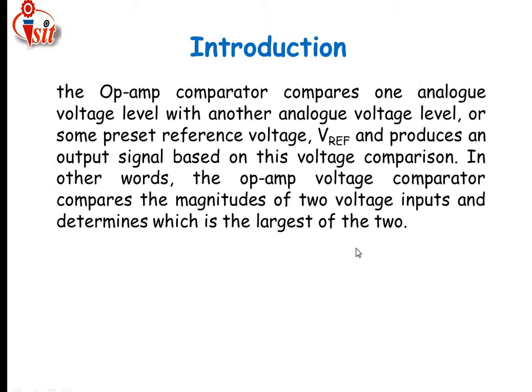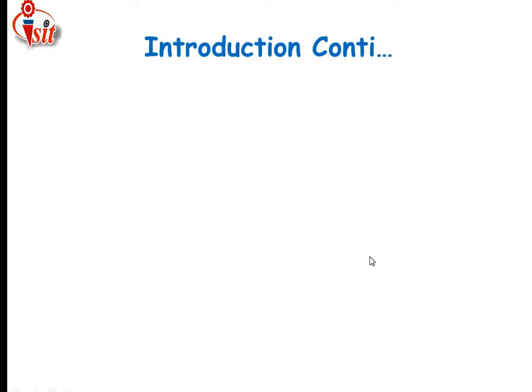In other words, the op-amp voltage comparator compares the magnitude of two voltage inputs and determines which is the largest of the two. That means what is the function of that comparator? The comparator compares the input applied to the inverting terminal and the input applied to the non-inverting terminal of the op-amp. Those two voltages are compared by the comparator and it gives whichever is the largest voltage.